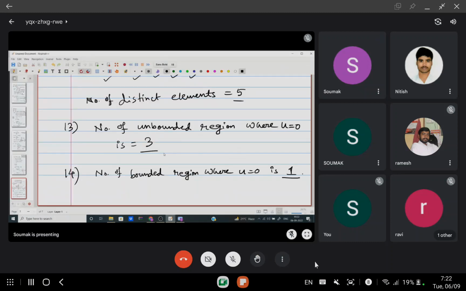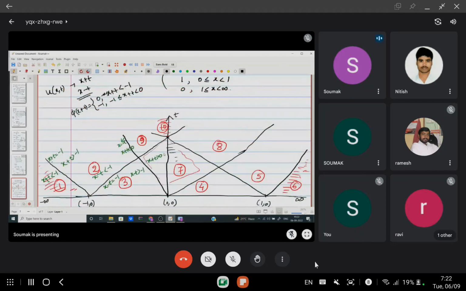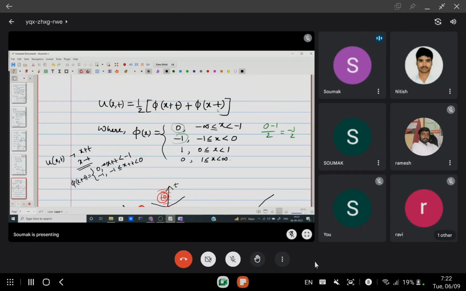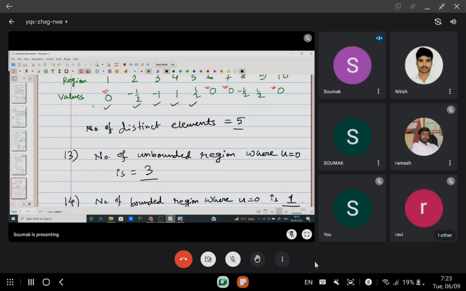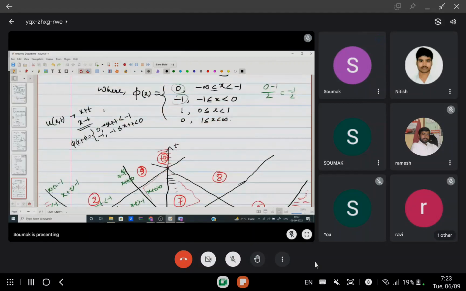Do you have any question from this? This question is very interesting. You can find it by yourself also, by finding the regions, finding phi of x plus t and phi of x minus t, and then taking the average to find u, and finding in which regions u gives different values or distinct elements. Any question?